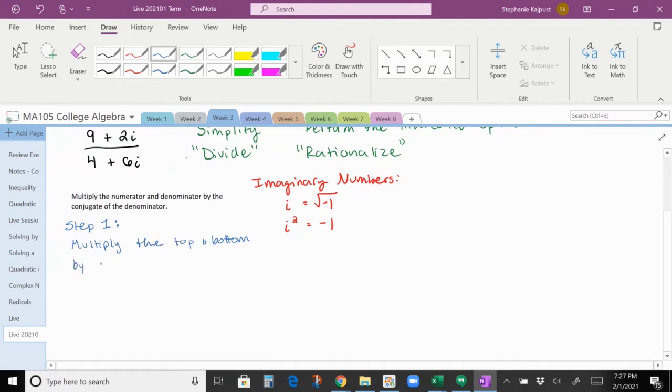By the, I'm going to just say opposite of the denominator. Which is switch the sign of the I term. So I'm sort of explaining in words what we're doing here.